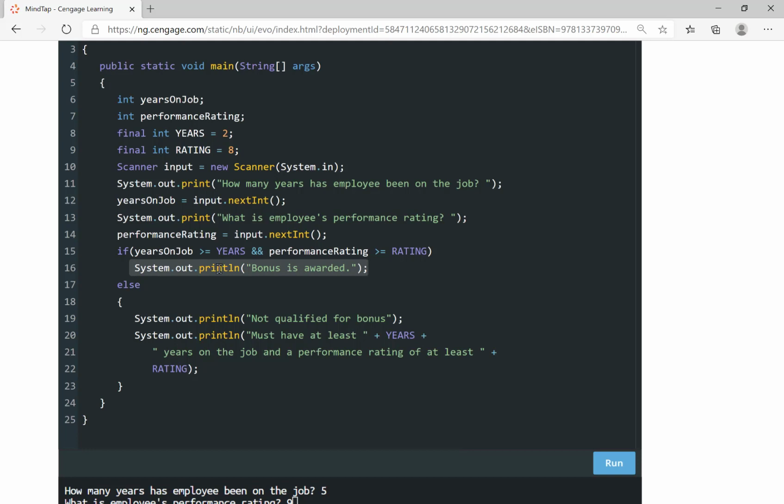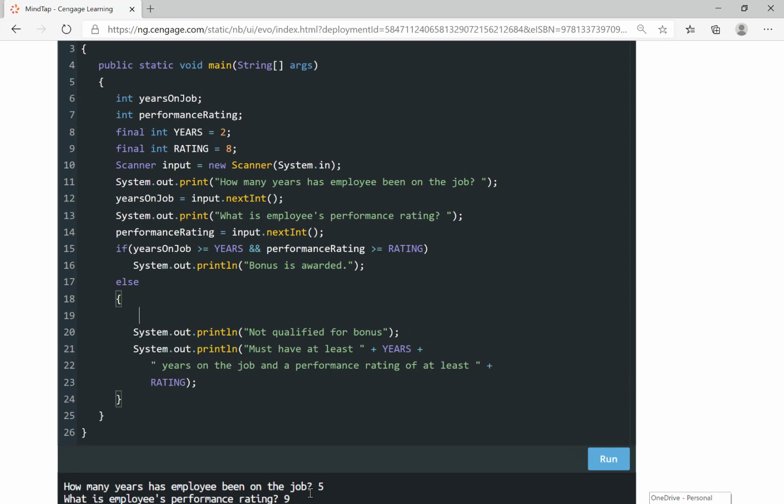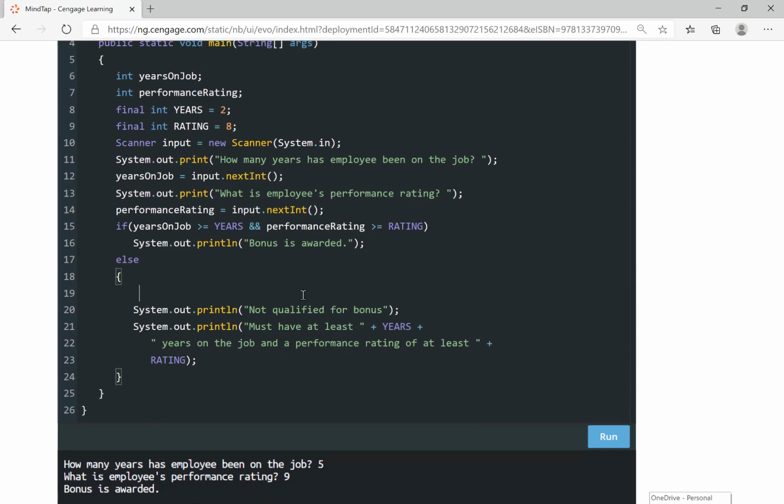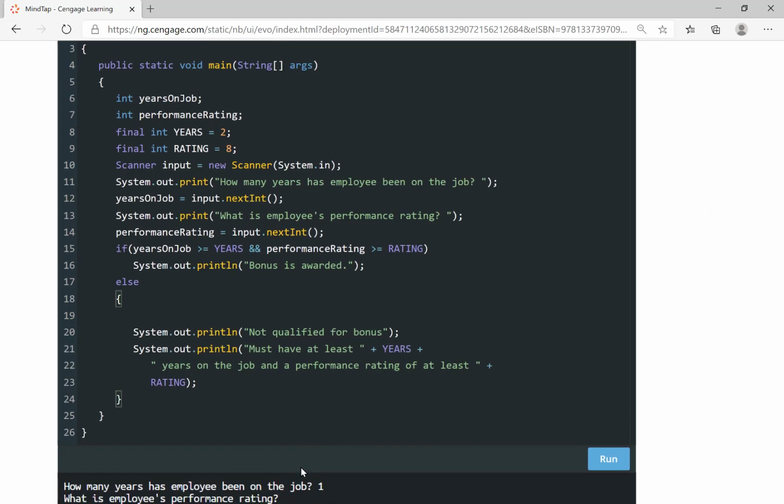It's cool. So when I run this and hit enter, hopefully it's going to say that I get this bonus. Oh, it does. Bonus is awarded. Do you see that? But let's say one of these wasn't true. Let me run it again, and let's say I've been there 1 year and I got a 9 again. What will happen? Well, 1 is not greater than or equal to 2. So it's going to go down to this else statement and print not qualified for bonus. You must have at least 2 years on the job and a performance rating of at least 8. Let's see if that happens.